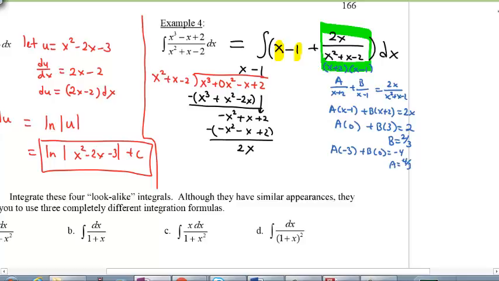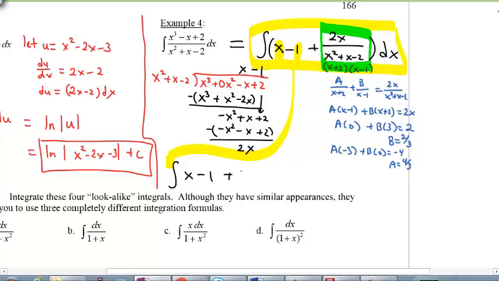Okay, running out of space, but nonetheless doable. So let me just rewrite this integral down here. Once again, it's the integral of x minus 1, and now that 2x over x squared plus x minus 2 is now the partial fractions: a, which is 4/3 over x plus 2, plus b, which is 2/3 over x minus 1, and this is all with the dx.